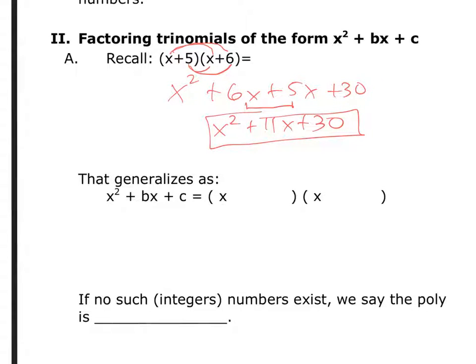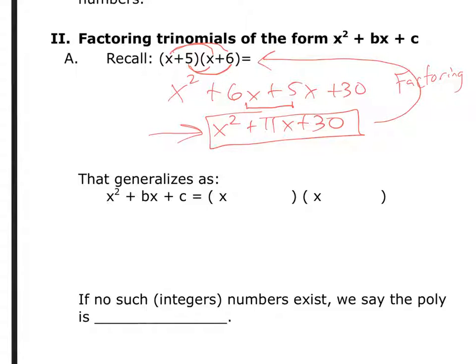But now where we're headed is we're going to start with that end product, and we want to see where it came from. Just a reminder, that process is called factoring, the reverse process of multiplication.